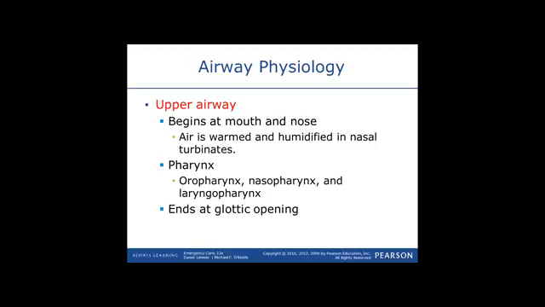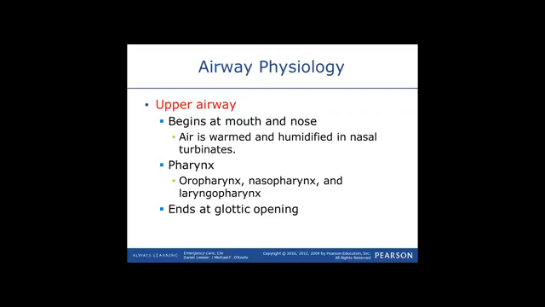So kind of a reminder of the A&P that we're talking about. Your upper airway is everything from your glottic opening up, okay? Mouth, nose, the pharynx, the oral pharynx, the nasal pharynx, the laryngeal pharynx, all that's the upper airway, okay? If we're talking about gurgling or stridor or snoring or anything of those, we're talking about an upper airway problem, okay?